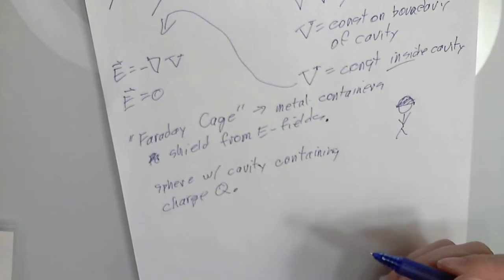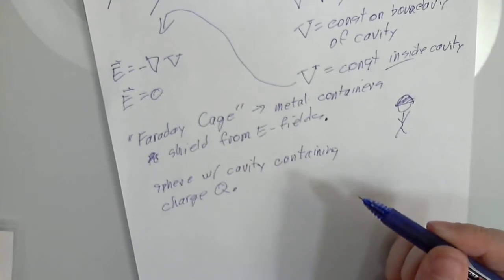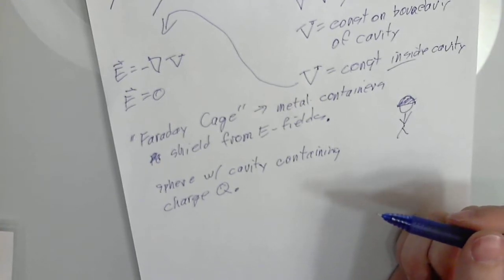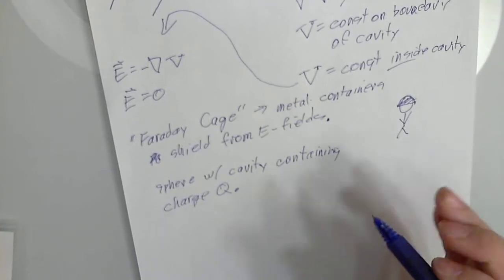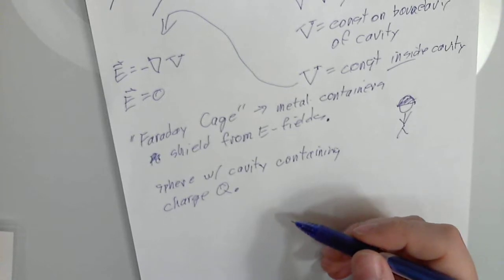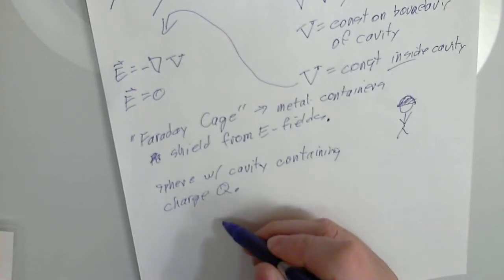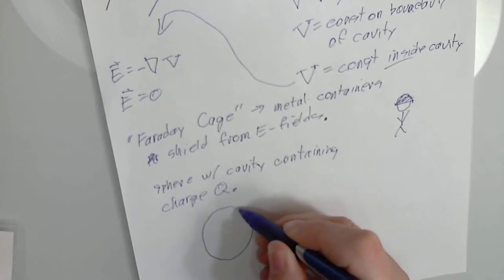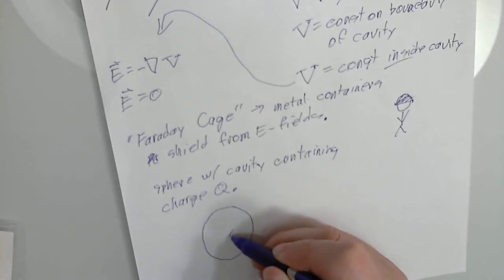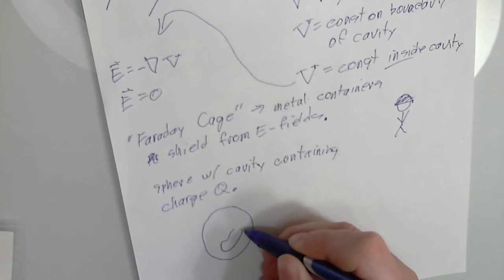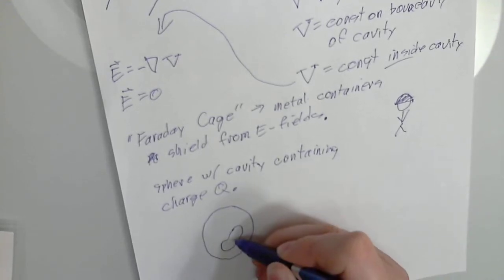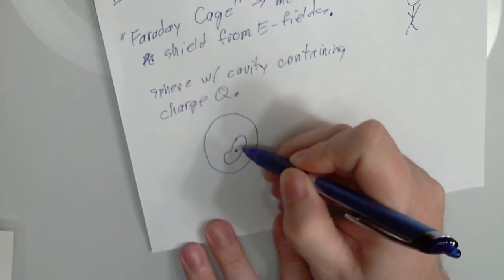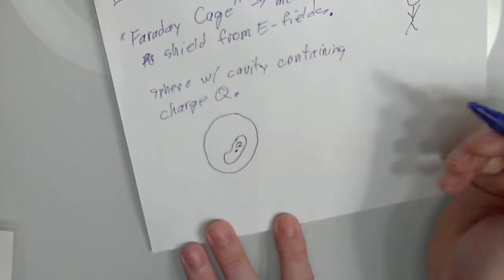All right, what is the electric field going to look like when we're inside the cavity, when we're outside the cavity but still inside the metal sphere, and when we're completely outside of everything? All right, so here's my metal sphere. It's got a hole in it, and nobody said that hole had to be spherical. So there's my hole. And let's suppose that we have a charge Q inside.